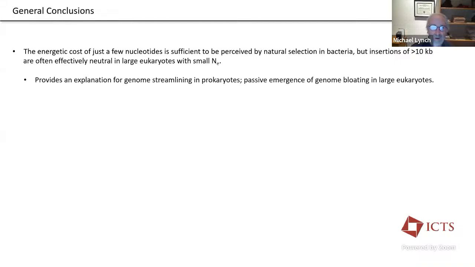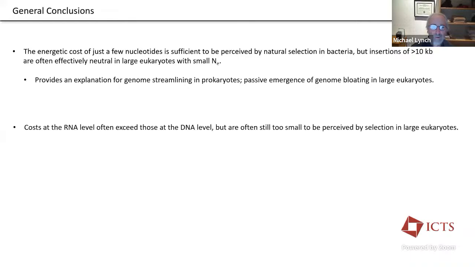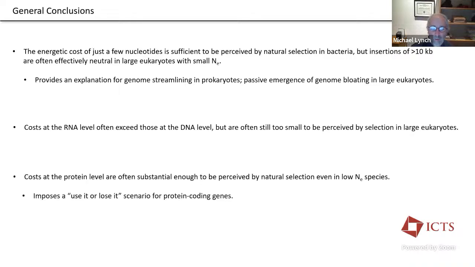So, just repeating myself, the energetic cost of just a few nucleotides is sufficient to be perceived by natural selection in bacteria, but even large insertions are effectively neutral in eukaryotes. Generally speaking, the costs at the RNA level exceed those at the DNA level, not always, but often so. RNA is single-stranded, DNA is double-stranded, so that's an additional penalty of DNA. But for highly expressed genes, you're paying more at the DNA level. But most of the cost of a gene in most organisms is at the protein level, because of the large number of amino acids and large number of protein molecules in a cell.